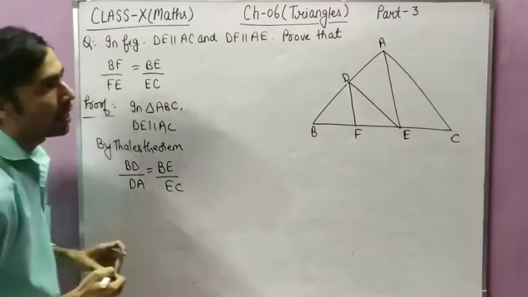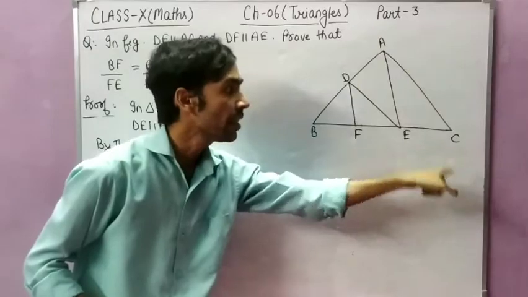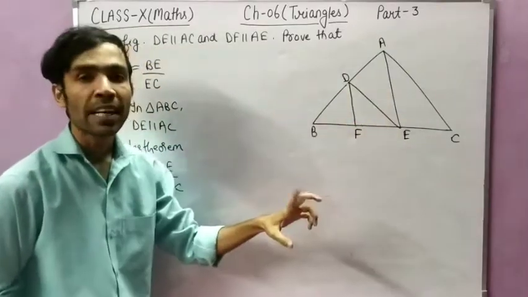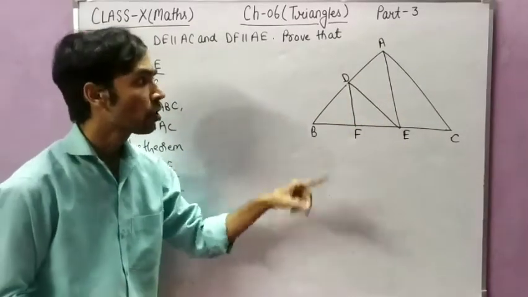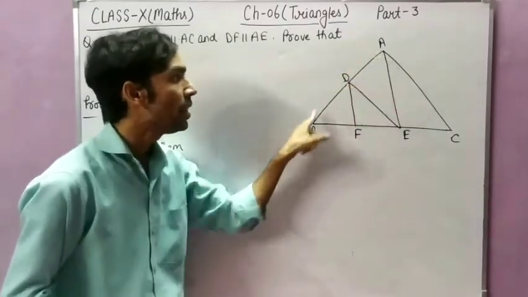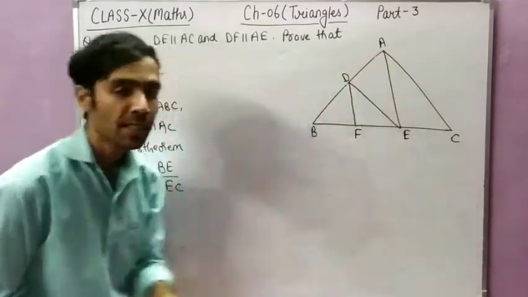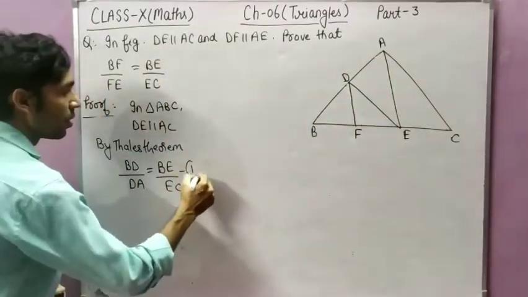ठीक है, देख लो, ये ट्रायंगल है and DE is parallel to AC, so it means that the other two sides will divide in the same ratio. The other two sides are BA and BC, so BA will be divided into BD and DA, so BD upon DA will be equal to BE upon EC. So this is equation number 1.